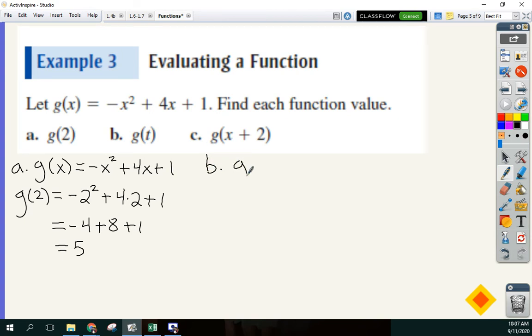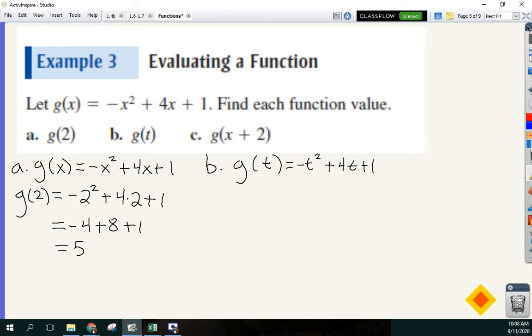But our answers don't always have to be numbers. So notice on part B, they asked me this time to find g of t. So instead of plugging in a number like 2, I want to plug in a letter. And it's going to work the same way. Anywhere that I see an x, I'm going to put a t instead. So I have negative t squared plus 4t plus 1. Now, because I don't have any like terms, that means that there's nothing that I can simplify. That's just going to be my answer.